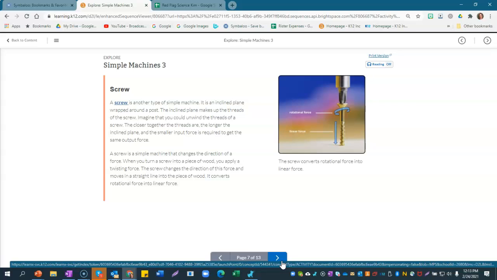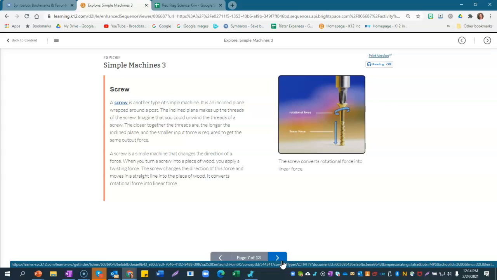Okay, a screw is another type of simple machine. It is an inclined plane, and you can see the picture, how it looks like a swirling ramp wrapped around a post. The inclined plane makes up the threads of the screw. So imagine that you could unwind the threads of a screw. The closer together the threads are, the longer the inclined plane, and the smaller input force is required to get the same output force. All right, so think about that.